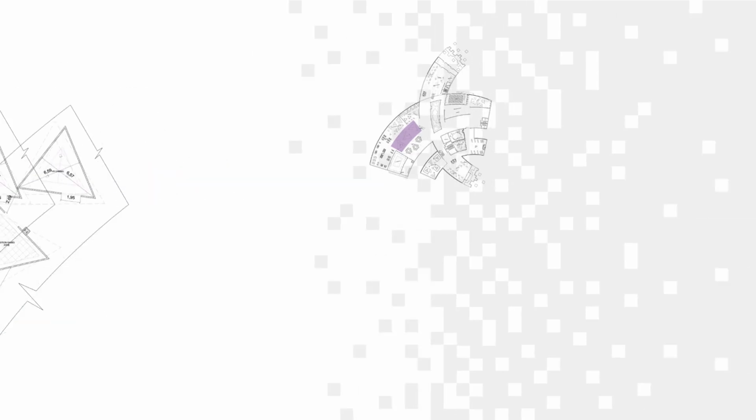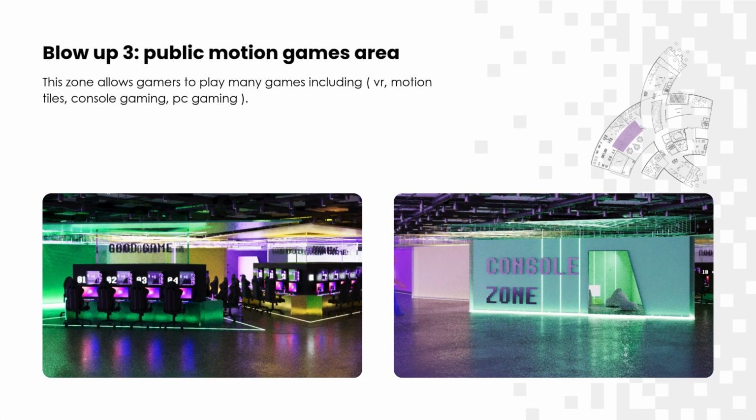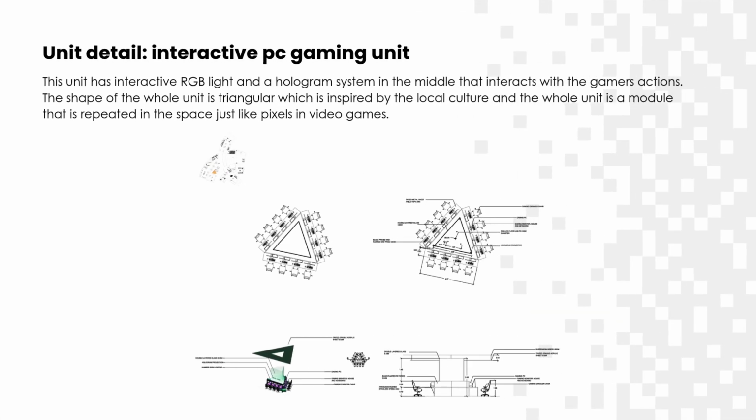The first perspective shows the PC cafe unit, which is a triangular shaped table with numbered PC setups ready for gaming. The second perspective shows the console gaming zone, which is made of a painted triangular partition covered with plexiglass and lit with LEDs with metal sheet signage. This unit is shaped into a triangle to imply the local touch.